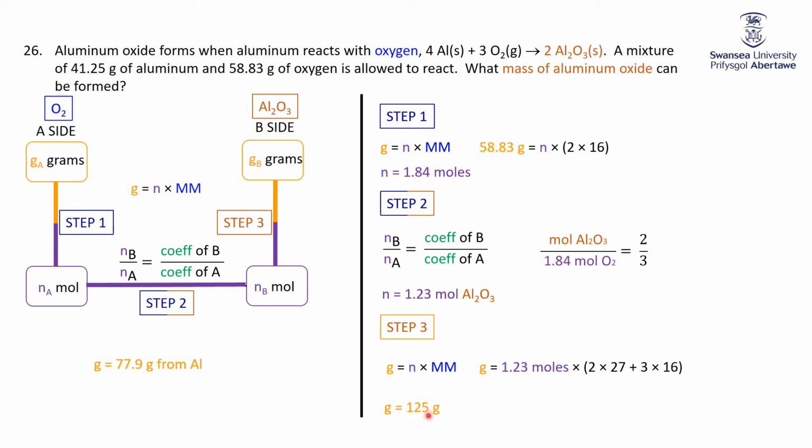Step 3 there, we have 125 grams. So previous slide, we got 77.9 grams of Al2O3 from the aluminium we had. We've now found out we could get 125 grams of Al2O3 from the oxygen, but we can only make the smaller amount. So therefore the oxygen, which makes the greater amount, is in excess, and the aluminium was the limiting reactant. Thus this is the actual answer. We have enough aluminium and oxygen to make 77.9 grams of Al2O3. We had oxygen enough to make more, but we only had enough aluminium to make this much. The aluminium limits the reaction.